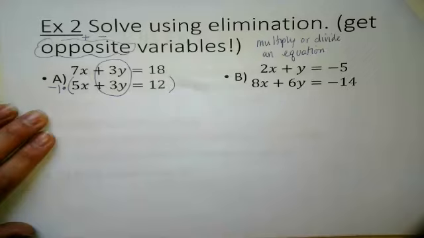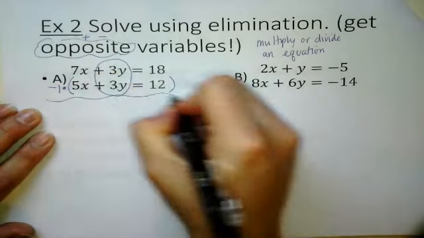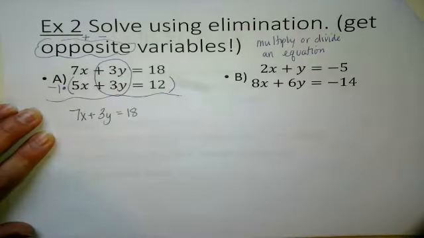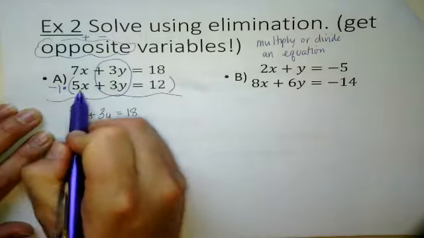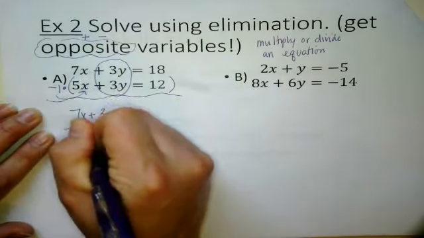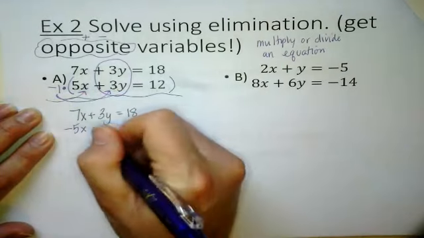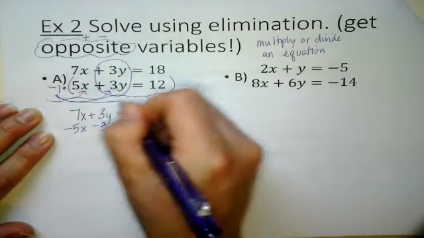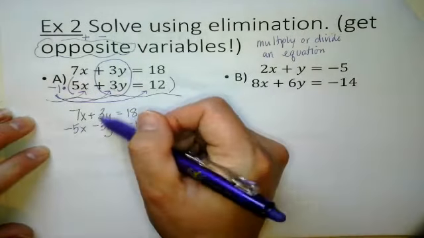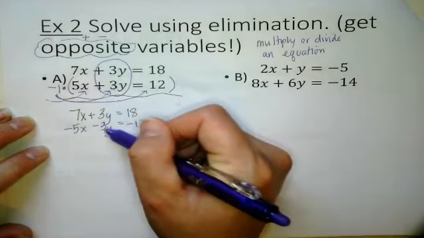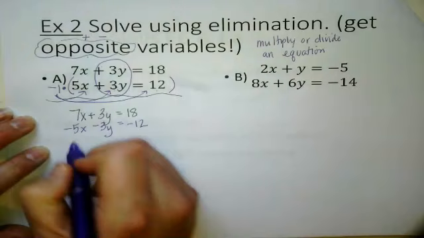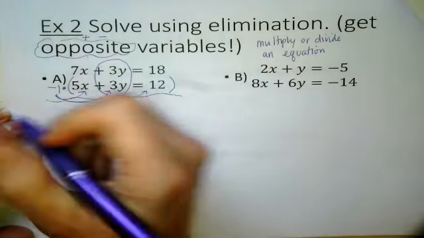And that way, it'll change all my signs. So my top equation is going to stay the same. 7x plus 3y equals 18. My bottom equation, I'm multiplying every single term by negative 1. Negative 1 times 5x is negative 5x. Negative 1 times 3y is negative 3y. And negative 1 times 12 is negative 12. And so now you can see we have opposites, positive 3y and negative 3y. Those are opposites, and that's what we wanted. So now I can combine.